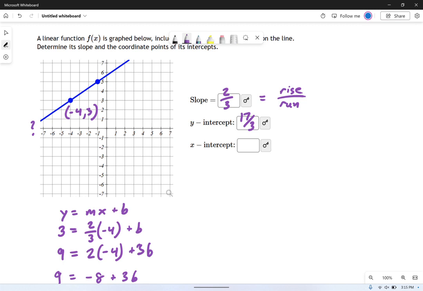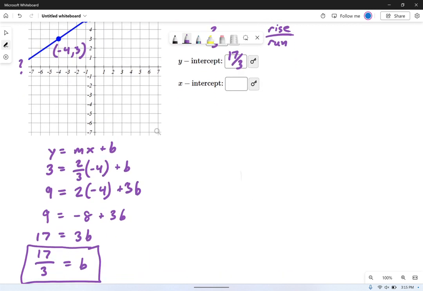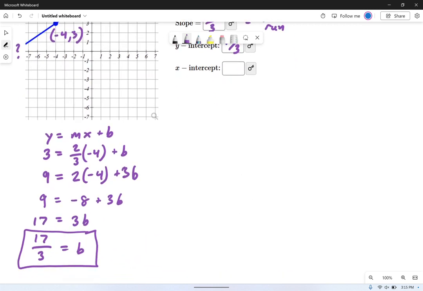Sometimes fractions happen. It doesn't mean you're wrong. It just means the problem was set up kind of gross. Now for the x-intercept. How are we going to figure that out? Well, let's take our equation, and we're going to add this new information to it. I already knew that the slope was 2/3. Okay, so y equals 2/3 x. And now I know that b, or in other words, the y-intercept, is 17/3.